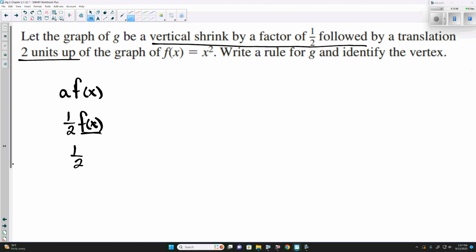Now, since we still have f of x, we didn't change anything inside the parentheses. We don't have 2x or x minus 4. We can just replace the function with what it's equal to. So f of x is equal to x squared. So we're going to replace f of x with x squared.